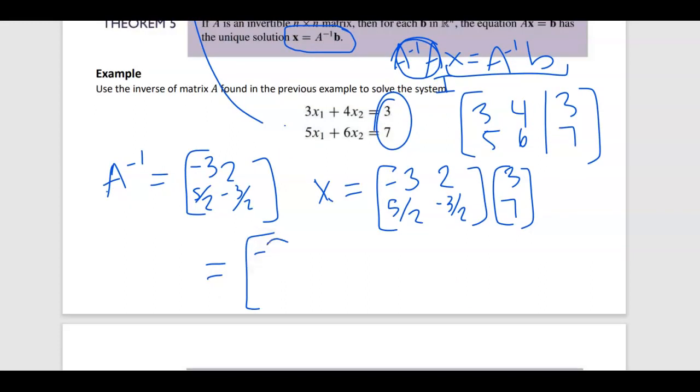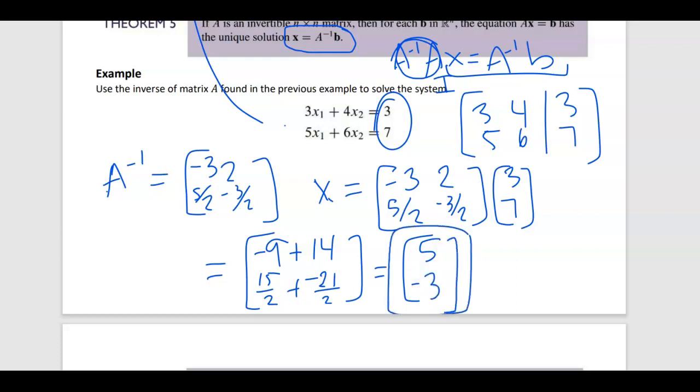So that gives me negative 9 plus 14, and then 15 halves plus negative 21 halves. And so I get 5, and then negative 6 halves, so negative 3. And again, you could use row reduce methods on this matrix, and you're going to end up getting the same thing, 5, negative 3, when you solve that.